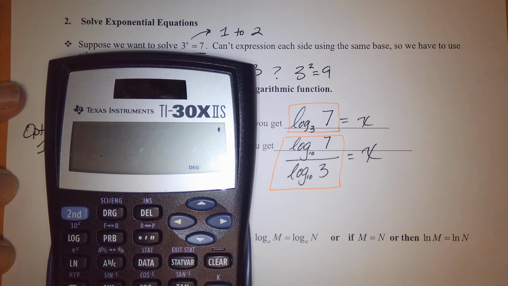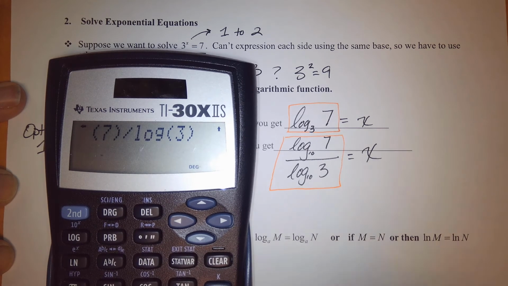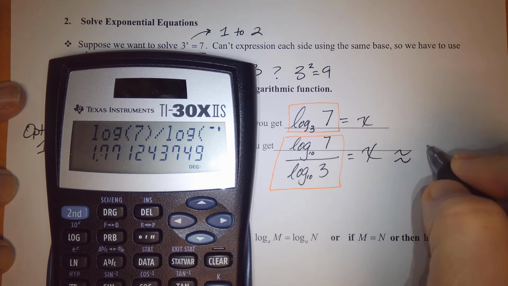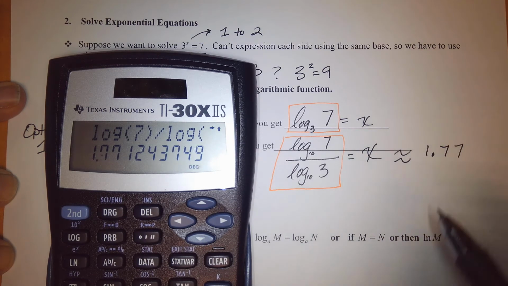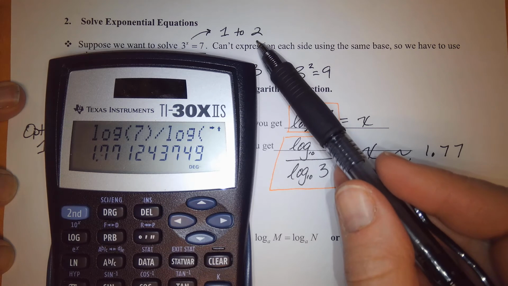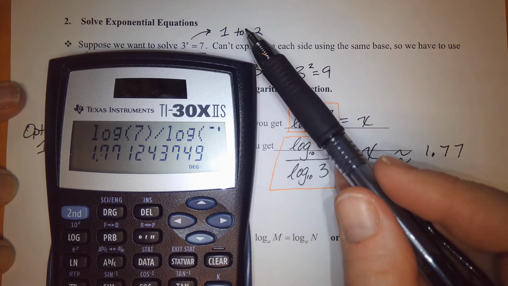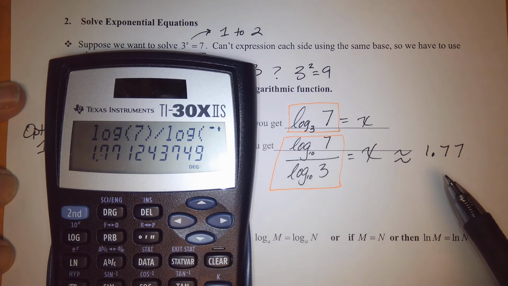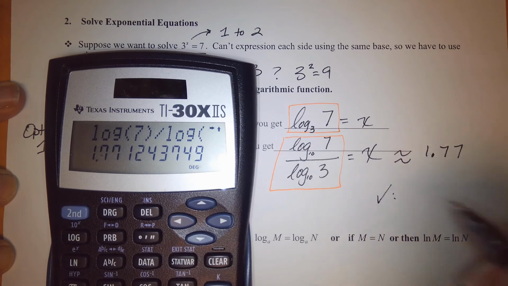So if I calculate that, I have log of base 7 divided by log of argument 3, and you get approximately 1.77, which is exactly what we thought it was going to be, somewhere between 1 and 2. We obviously can check this.